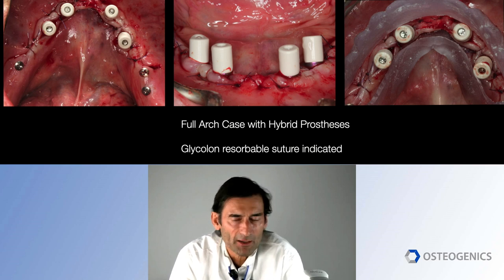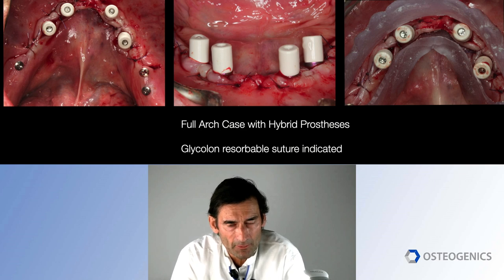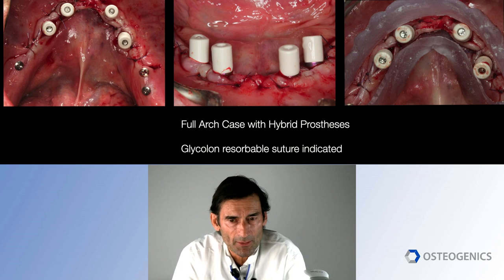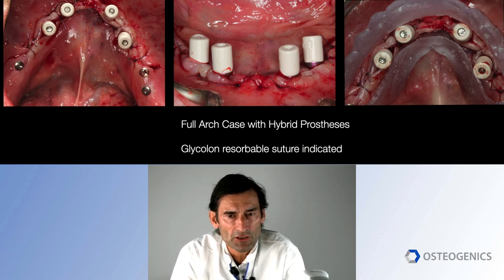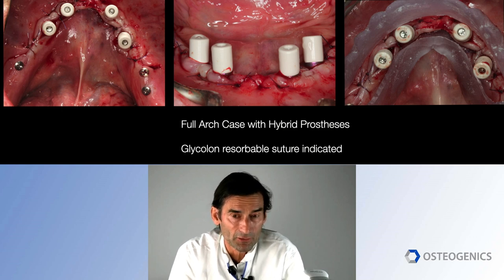So my strong recommendation here is, make sure you maintain all the keratinized gingiva. So maybe do some nice, simple, small horizontal mattress sutures so you can maintain all the keratinized gingiva. Don't just use single interrupted sutures, because you're going to roll the keratinized gingiva in, and you're going to lose it.